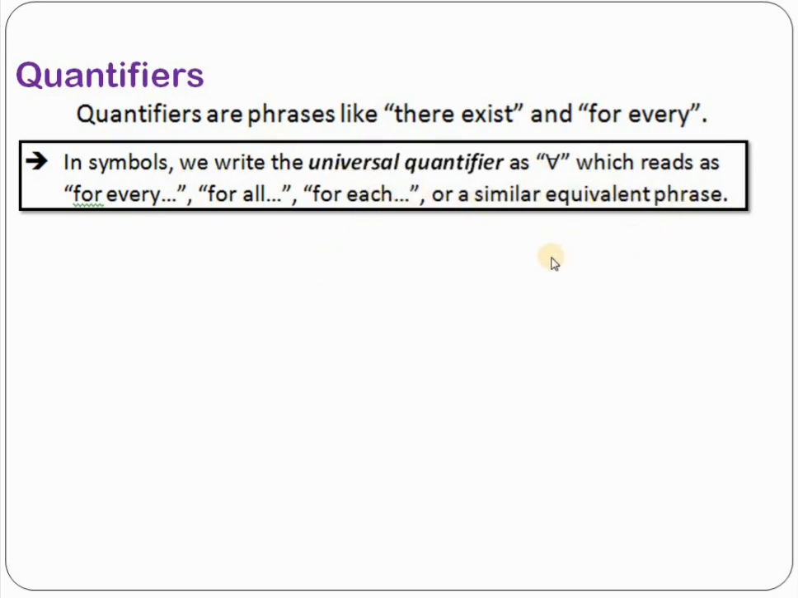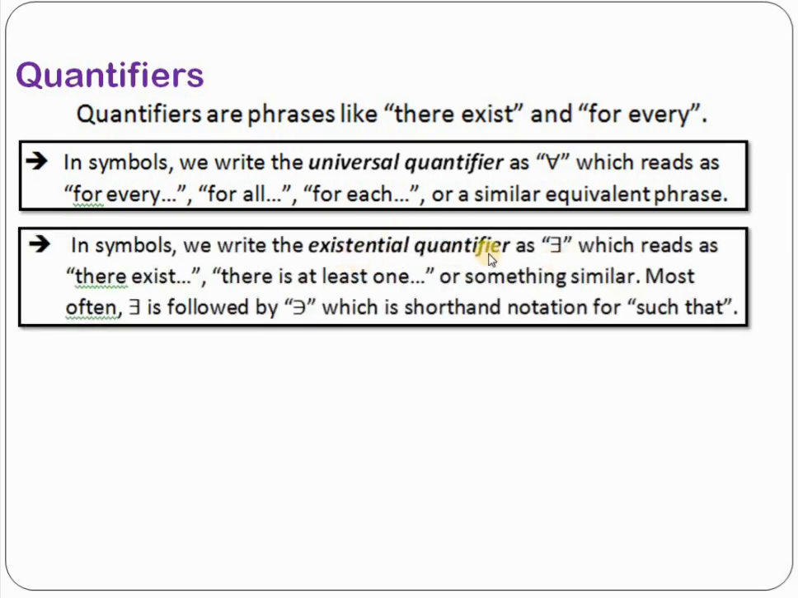The next one is known as the existential quantifier, and this is written as a backward E. This is read as there exist, or there is at least one, or something similar. Most often you need to remember this part: there exist is followed by this particular symbol, and the meaning of this symbol is such that. So whenever you have there exist, such that comes along with it. You need to remember this.